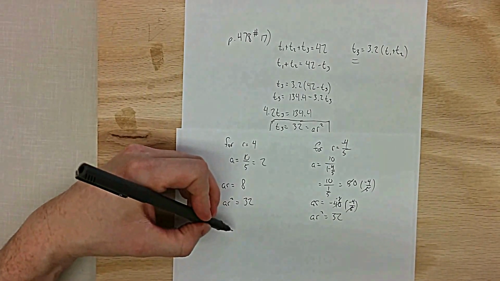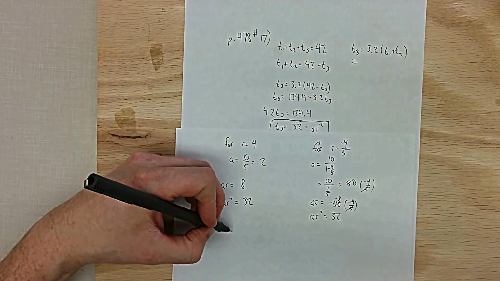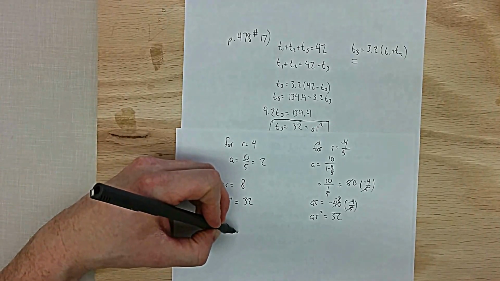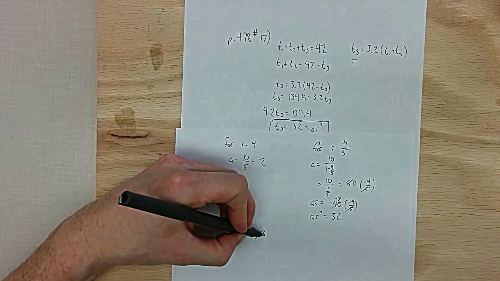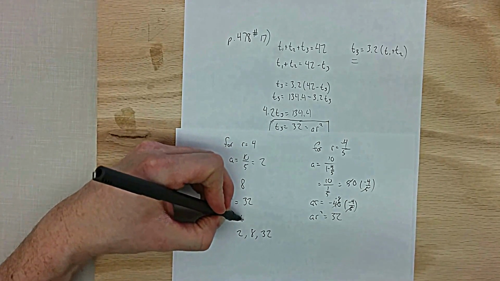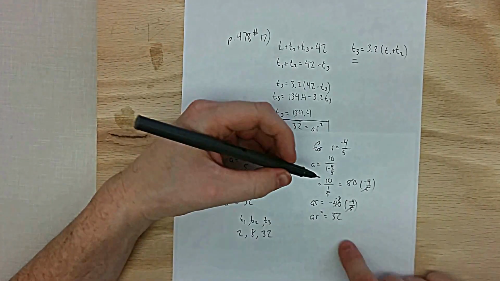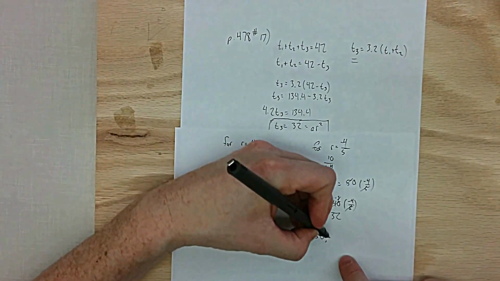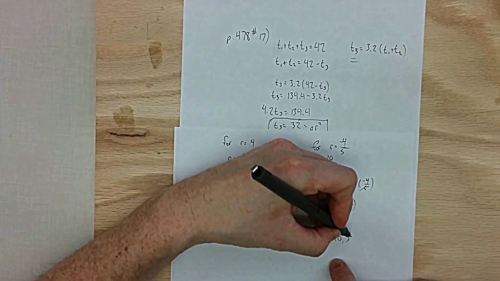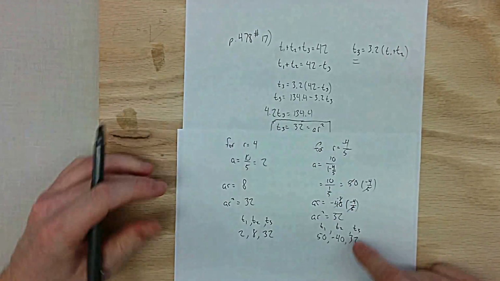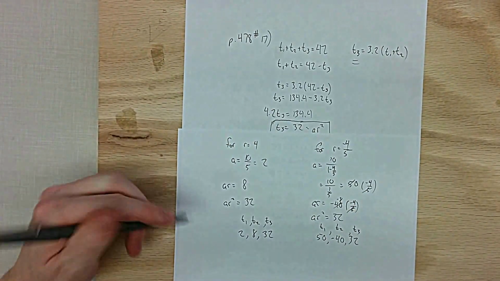So my three terms are either 2, 8, and 32 for t1, t2, t3, or 50, negative 40, positive 32 for t1, t2, t3. So those are the two possible solutions to this problem.